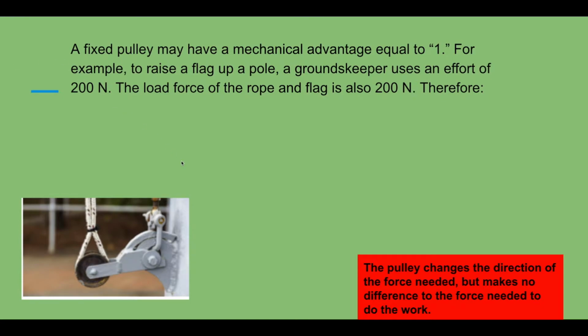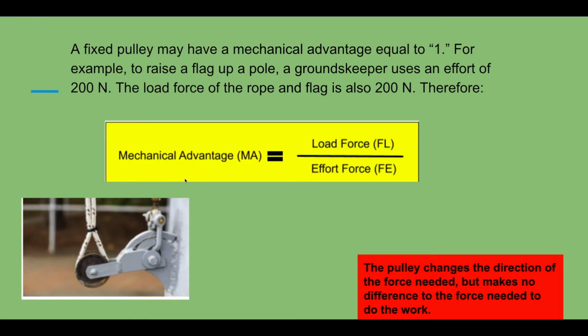Okay, so I have a fixed pulley that may have a mechanical advantage equal to 1. So for example, to raise a flag up a pole, the groundskeeper uses an effort of 200 newtons. The load force of the rope and flag is also 200 newtons. So we're going to use the mechanical advantage, the load force, and the effort force.